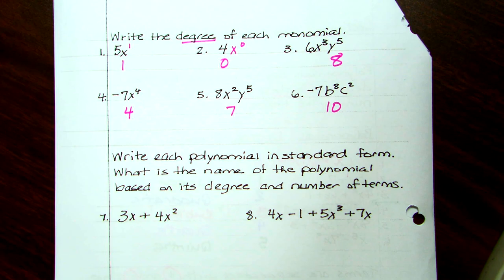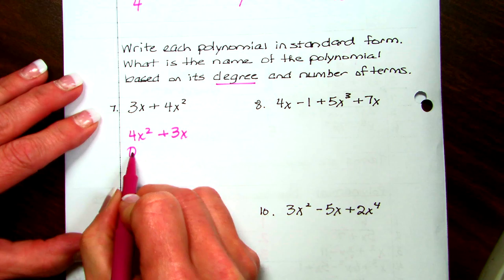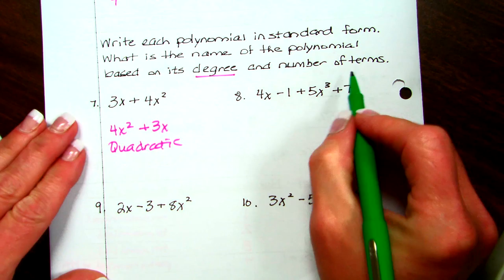The next thing we're going to focus on is writing a polynomial in standard form, which means you start with the highest exponent and then you just go down. So if you look at number 7, the highest exponent has the square, so we would change it to 4x squared plus 3x. And then it said, name the polynomial by degree. Well, based on the degree, it would be quadratic. And then it said, name it by the number of terms. So that means it would be a binomial because it has 2 terms.